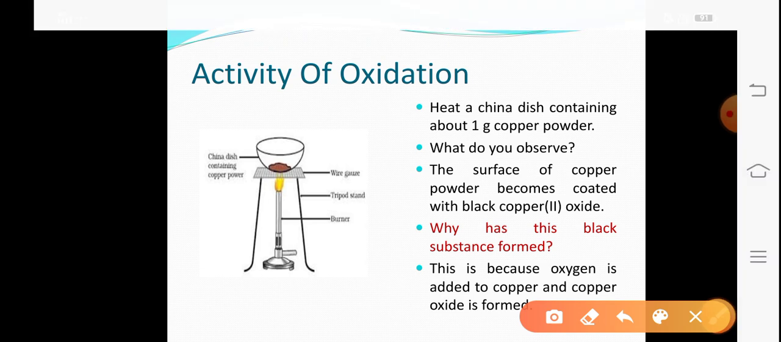So in this activity, copper is taken in a china dish and it is heated in the presence of air. So what will happen? Copper, being a metal, will easily combine with the oxygen in the atmosphere and will form copper oxide. The color of the copper oxide is black. So this is the reason why we get a black substance after the heating of copper. So this is an example of oxidation of copper.